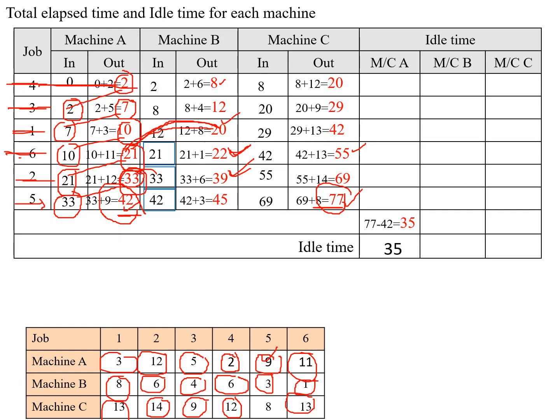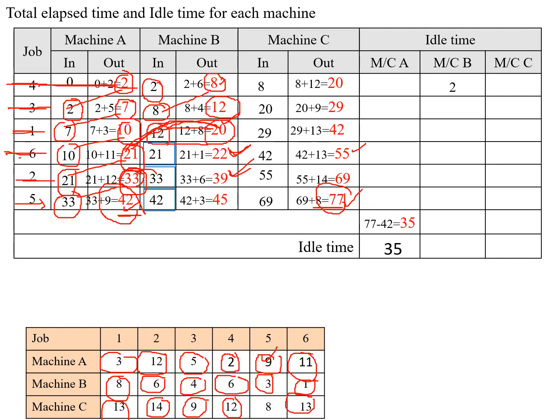Here let's see job 4. Initially there is a 2 hours waiting time, which we have to write down here. The idle time for machine B for the initial job is 2 hours. Next, the first job, job 4, is completed at 8 hours, then another job immediately started and completed at 12 hours. After that, another job immediately started and completed at 20 hours.